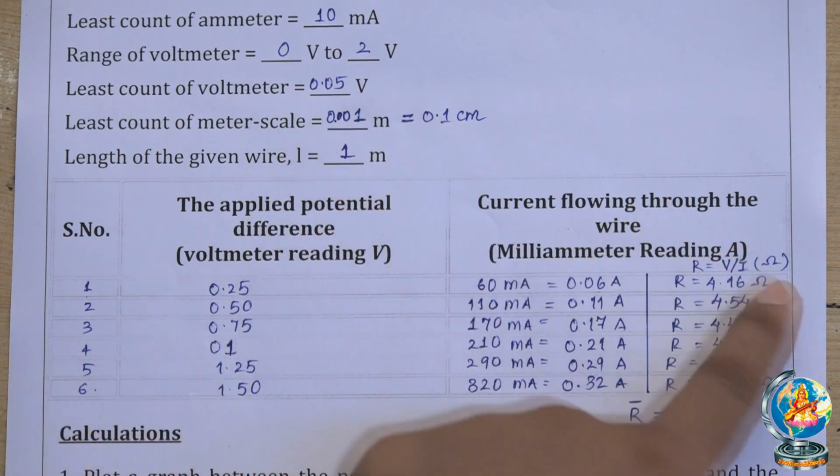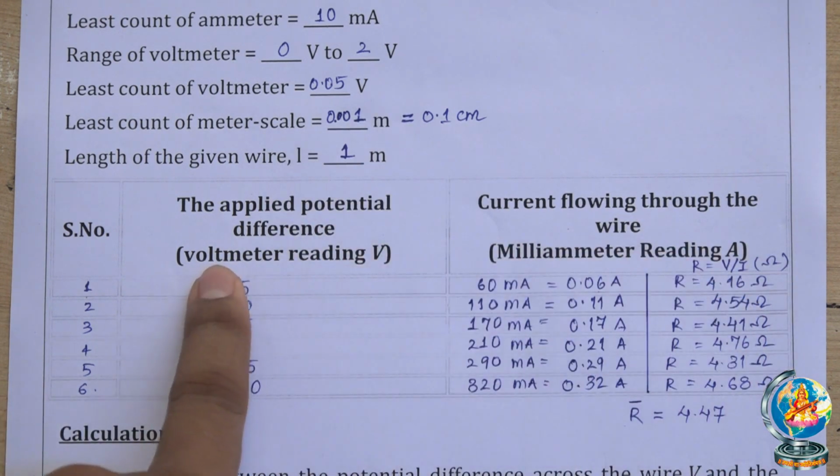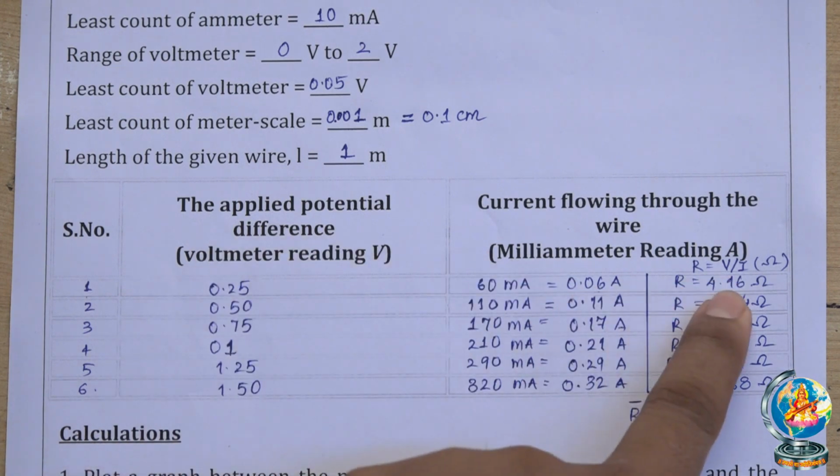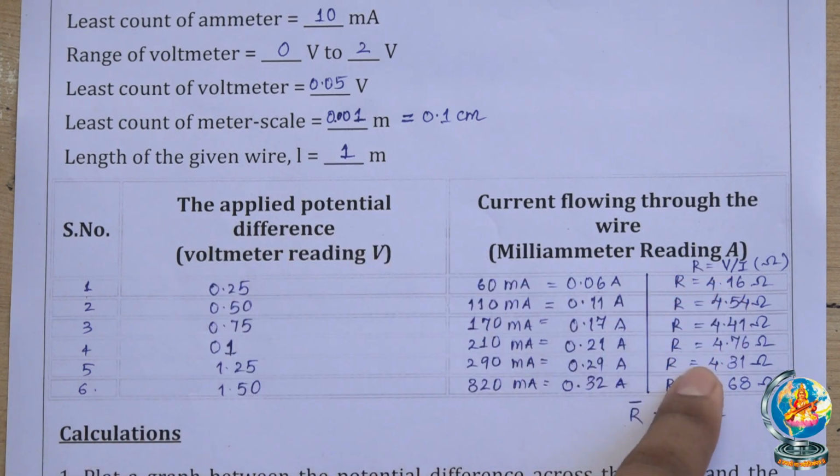Dividing the value of V by I, you are going to get the value of R. So first is 0.25 divided by 0.06. I get my answer as 4.16 ohm. Similarly, I calculated various readings.